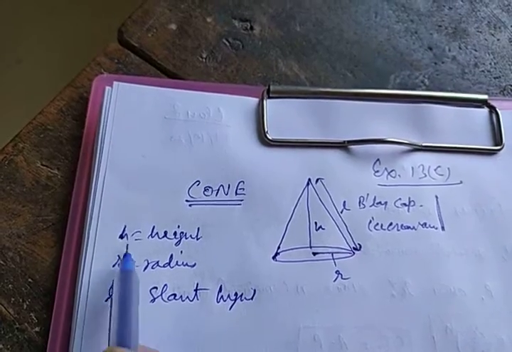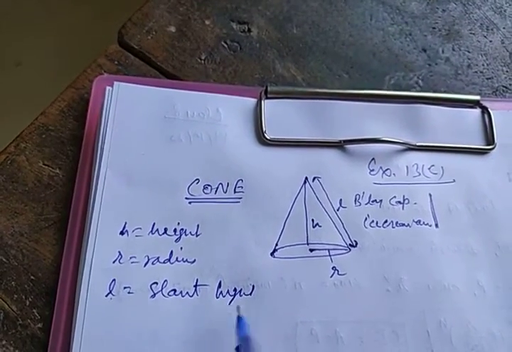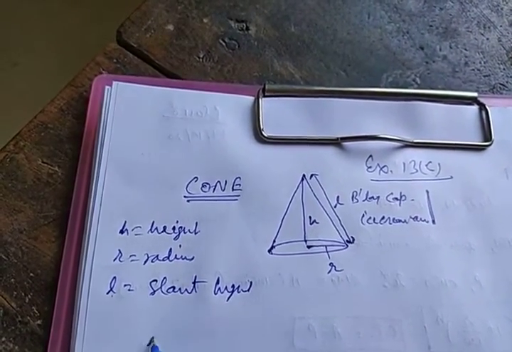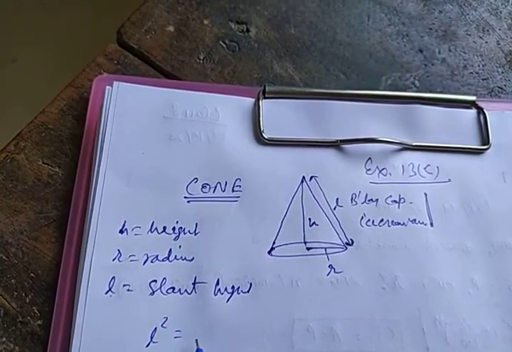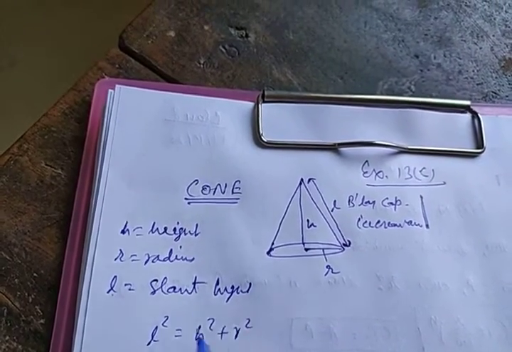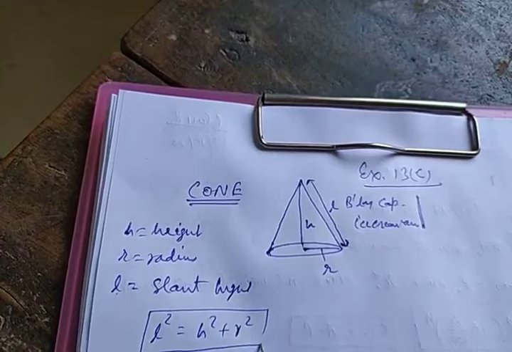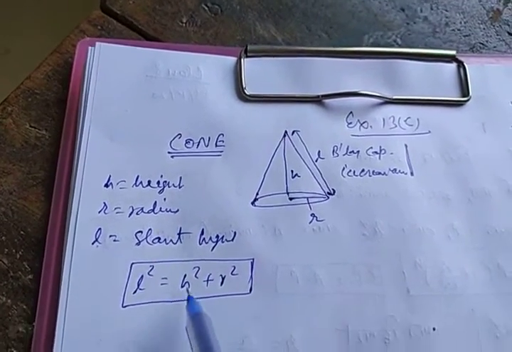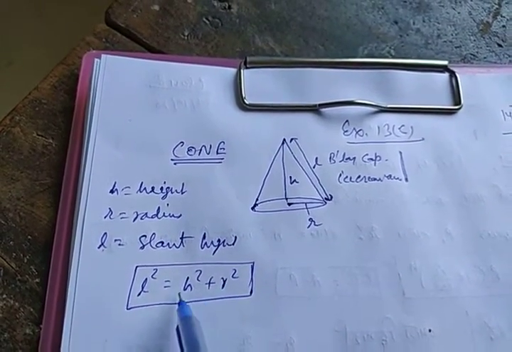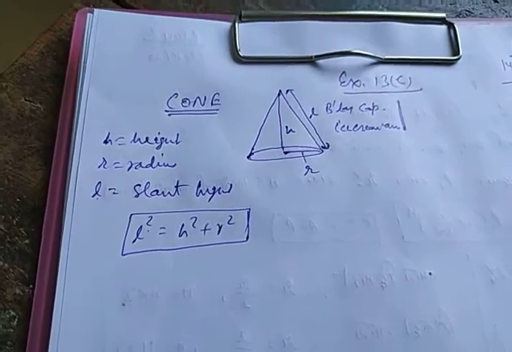This slant height and these three quantities are related by the Pythagoras theorem, that is L square is equal to H square plus R square. This is the formula connecting these three quantities. If any two of them have been given, the third you can calculate from this formula.